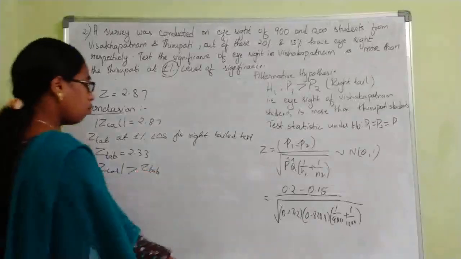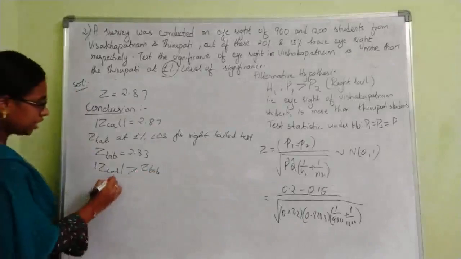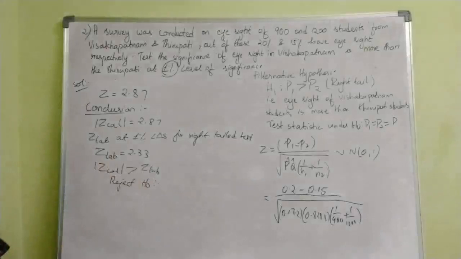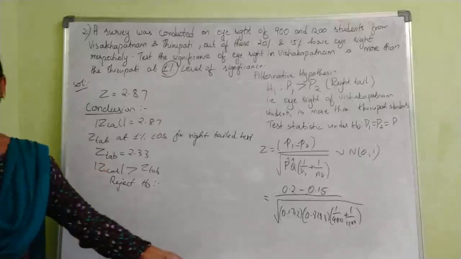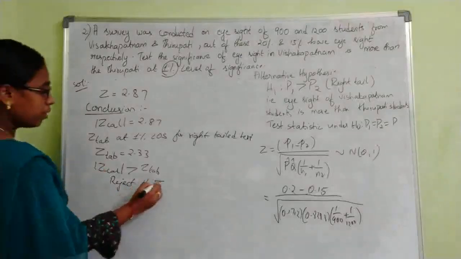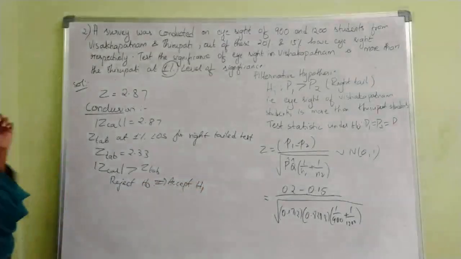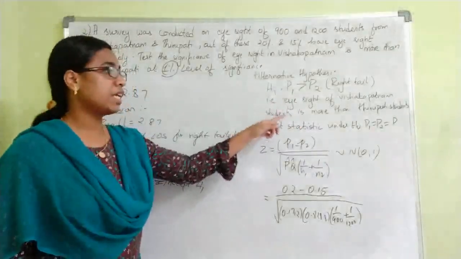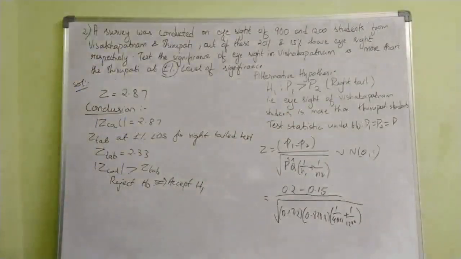So whenever mod Z calculated is greater than Z tab, we reject the null hypothesis. Reject the H0. So reject H0 means, what is H0? There is no significant difference between the eyesight of two people. So reject H0 implies accept H1. Under H1 what do we have? The eyesight of Visakhapatnam students is more than the eyesight of the Tirupati students.